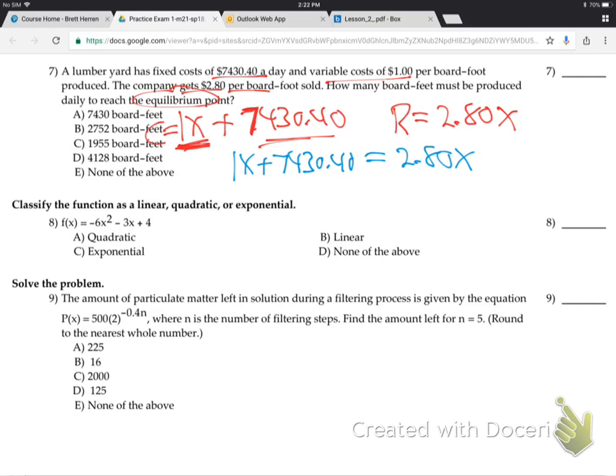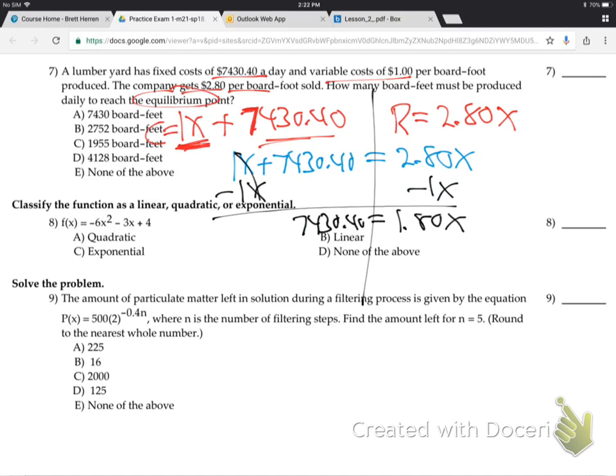So solve that equation. How do we solve when you've got x on opposite sides? You get rid of the lower one. Subtract 1x from both sides. I get 74,30,40 equals 180x. Last step to solve for x, divide by 180. Hit the buttons on your calculator, 74,30,40 divided by 180. Is that what it is? Yeah, 4128. 4128, D.